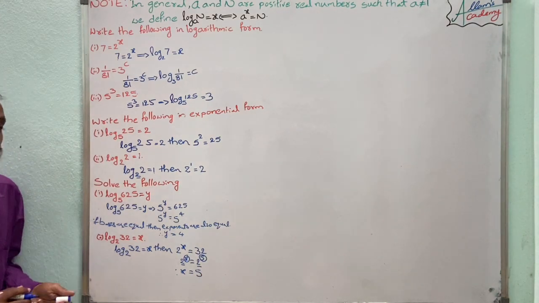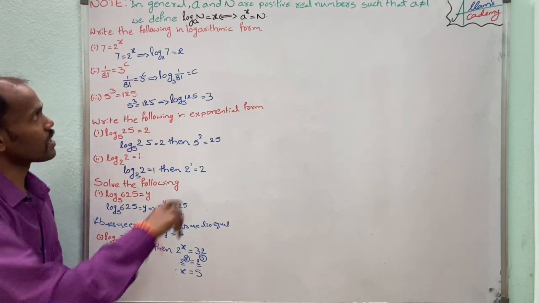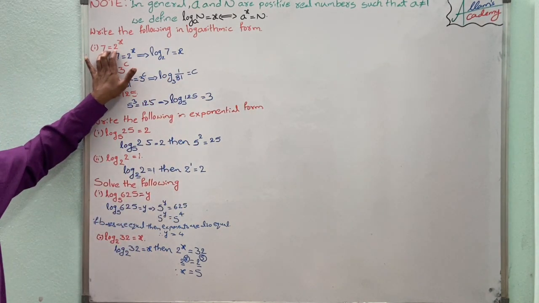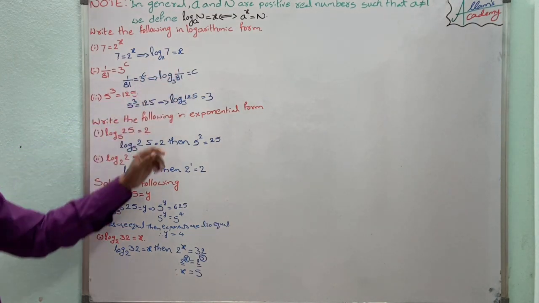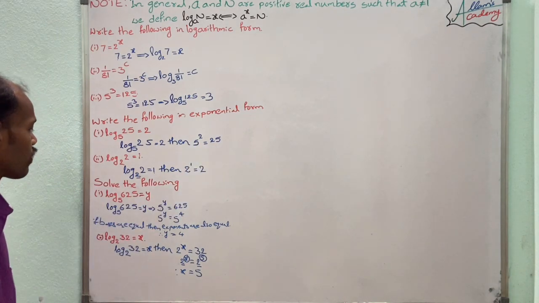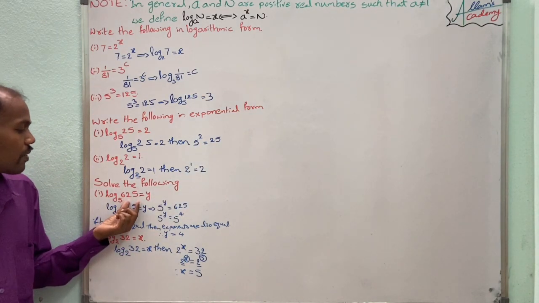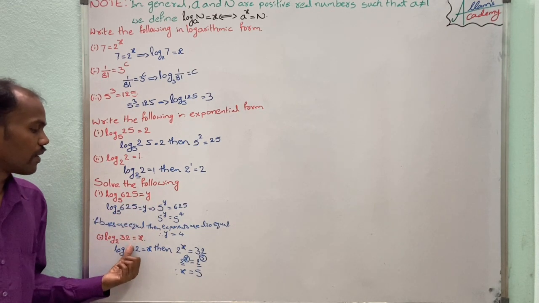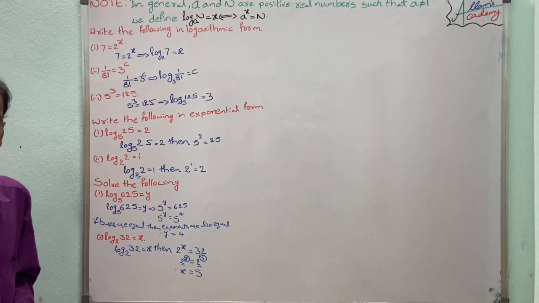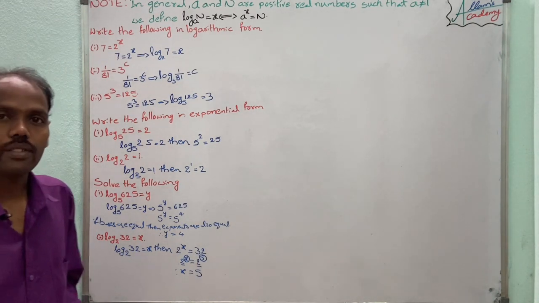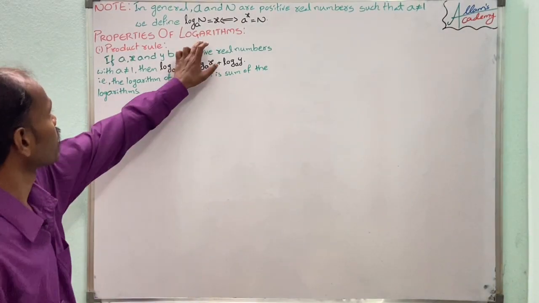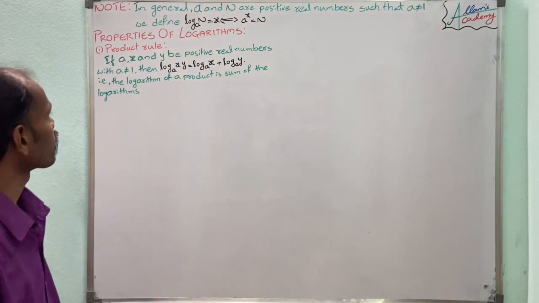Okay, so in this pattern, if the given form is exponential, we change it to logarithmic form, and if the given form is logarithmic, we change it to exponential form, and we solve for the answer. Okay, next we will see some principles. Now see the properties of logarithms. In that, the first one is the product rule.